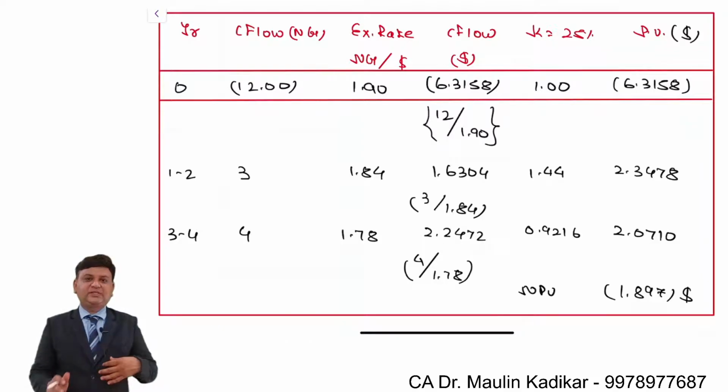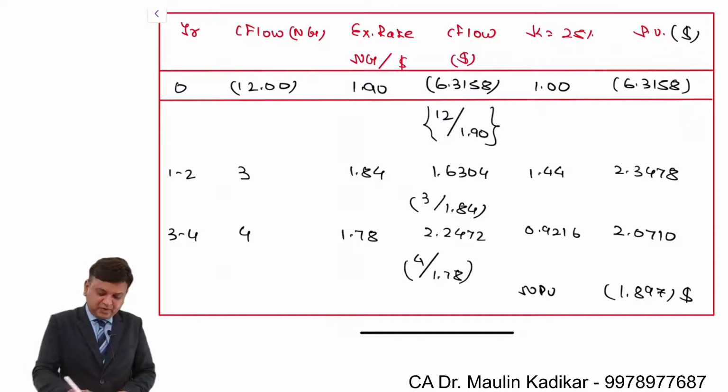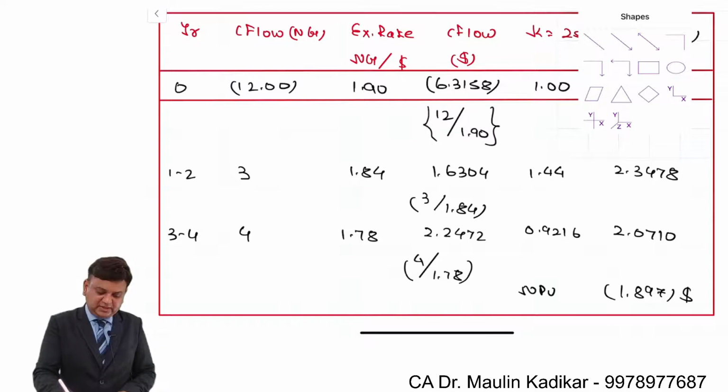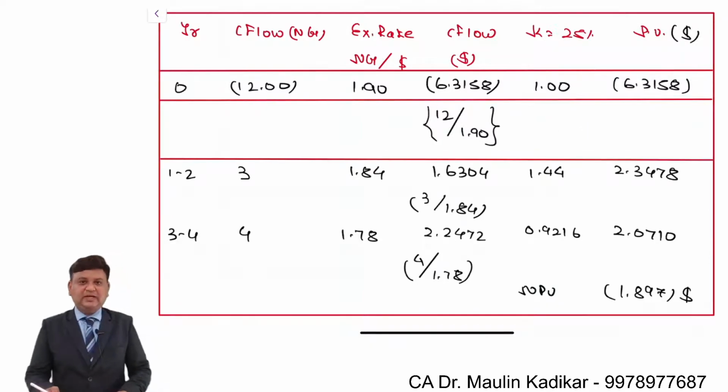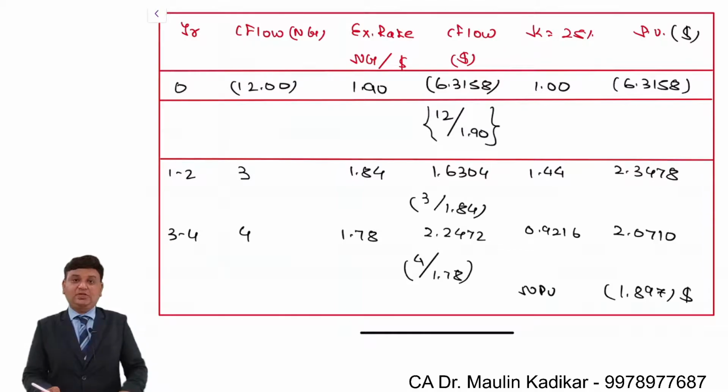Now friends, as far as this question is concerned, doing this question with the foreign currency approach is quite difficult. It is not that it is impossible, but it is difficult. Why? Because every year the foreign currency adjusted cost of capital will change. That is the reason we are going to solve the question with the home currency approach, and with that we can find the answer.